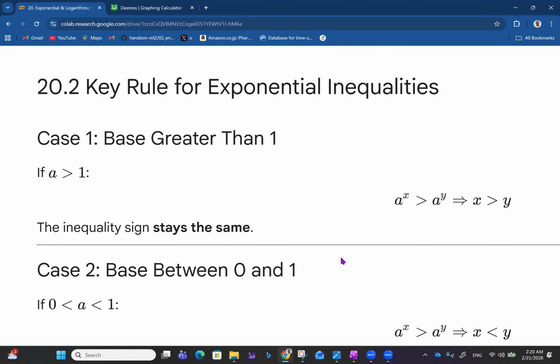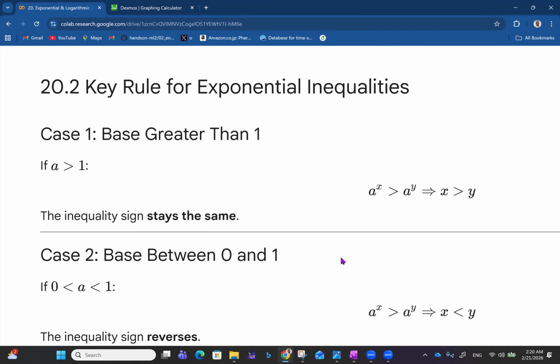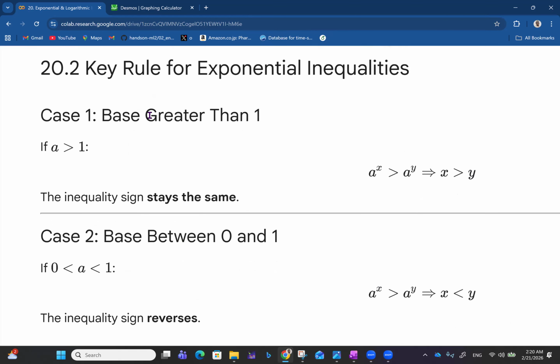Now let's talk about some key rules for exponential inequalities. For exponential inequalities, case one: if the base is greater than 1, for instance a is greater than 1, then a raised to power x greater than a raised to power y implies that x is greater than y. I think we've encountered this kind of thing in a previous video, when comparing exponents. So the inequality sign stays the same. If a is greater than 1 and a to the x is greater than a to the y, that means x is greater than y.